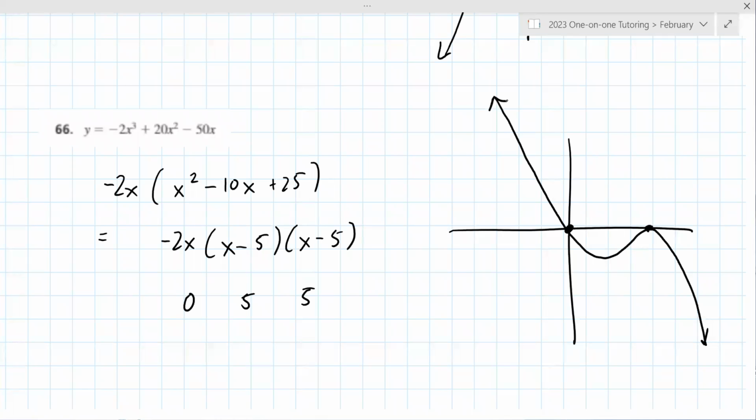Sounds like you're moving into polynomials. Yeah, pretty quick. We've done polynomials before, but I don't think we've ever graphed them.